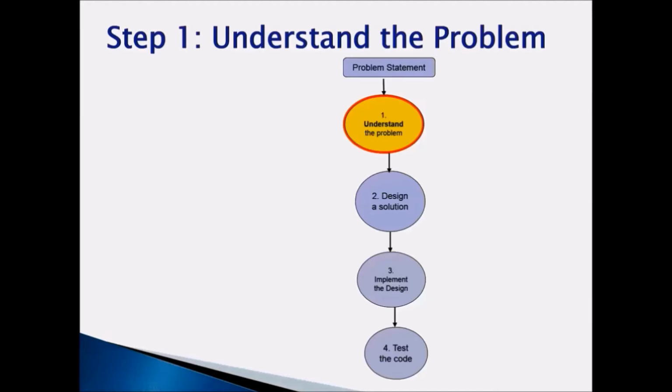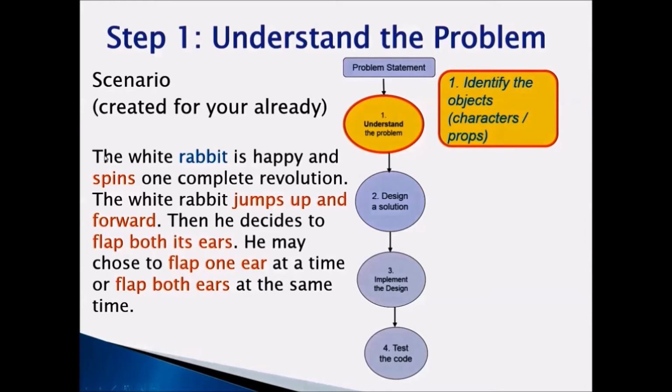Step 1 is understand the problem. And as you know, when we talk about understanding the problem, it's always known what the scenario is. The white rabbit is happy and spins one complete revolution. The white rabbit jumps up and forward. Then he decides to flap both its ears. He may choose to flap one ear at a time or flap both ears at the same time.